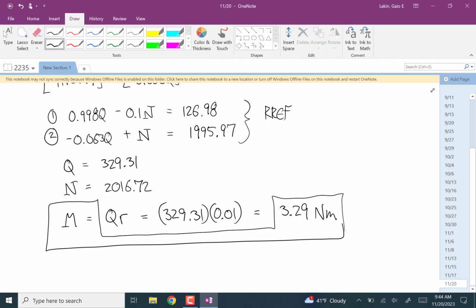I think to me that's about right. If you think of how big a couple you can apply with a screwdriver, if you're just putting everything you have into it, it's somewhere on the order of magnitude of 10 Newton meters.